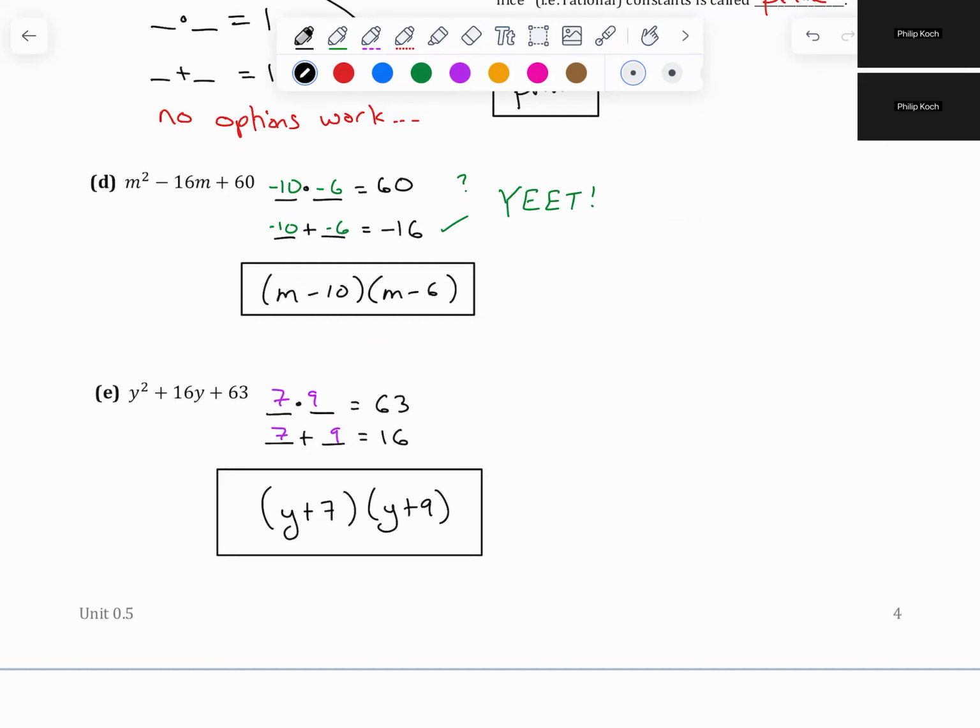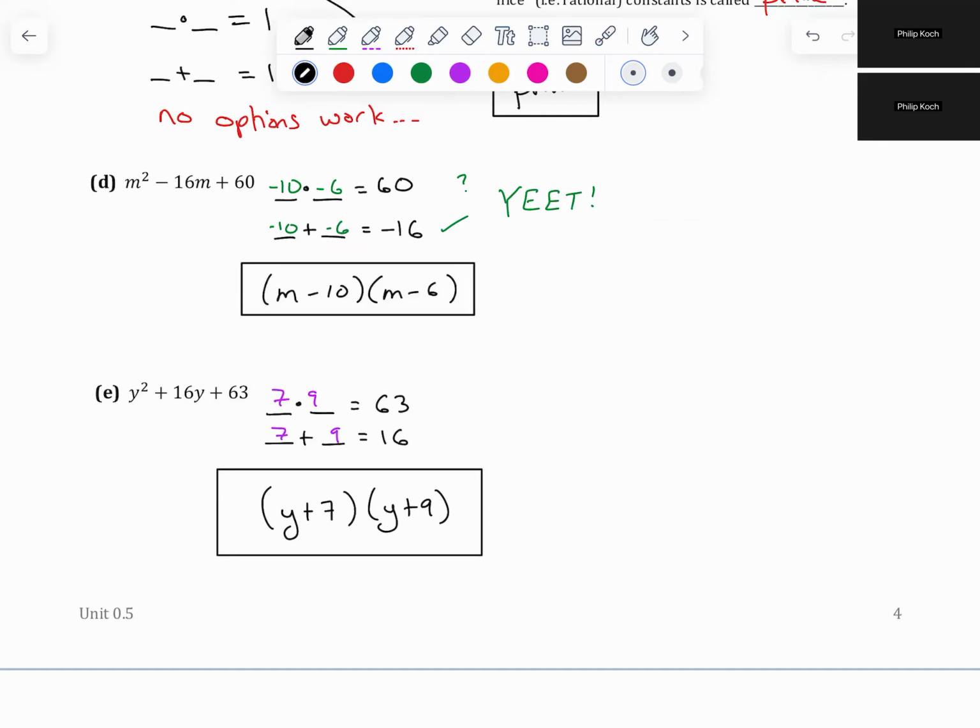So part D, I know that the two numbers need to multiply to 60 but add to negative 16. So I know they have to be negative numbers, because they can't be one positive, one negative, because then it would multiply to negative 60. And they can't be two positive numbers, because then they would add to a positive number, but we need it to be a negative number when it adds up. So negative 10 and negative 6 are the choices, or negative 6 and negative 10, however you found it. It's cool either way. You'll either get m minus 10 times m minus 6 or vice versa.